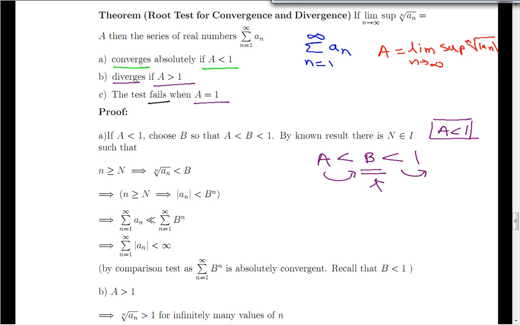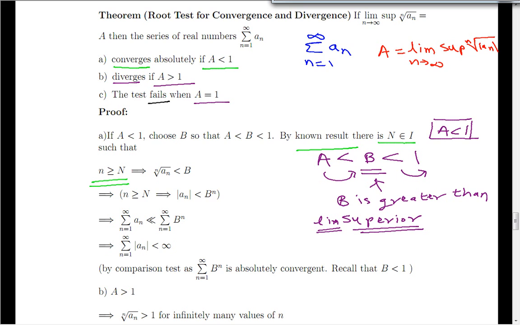So b is greater than limit superior. So by known result, there is a positive integer N such that whenever n is greater than or equal to N, nth root of mod a_n is less than b. Limit superior of which sequence? It is mod a_n.